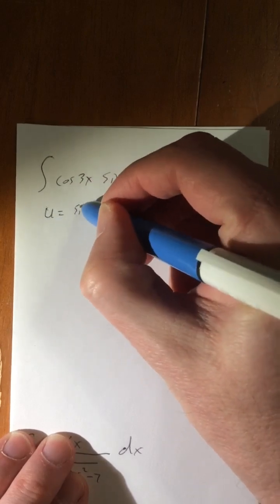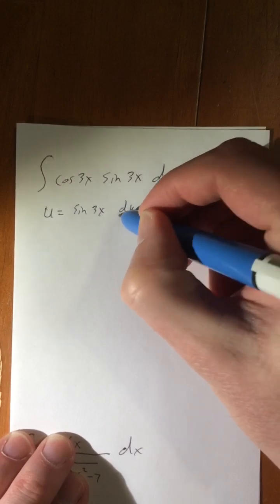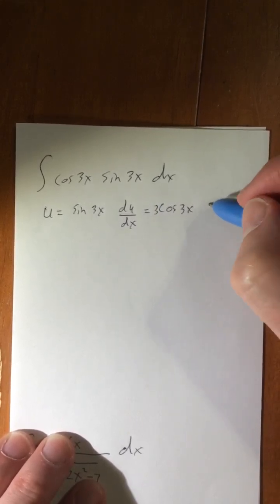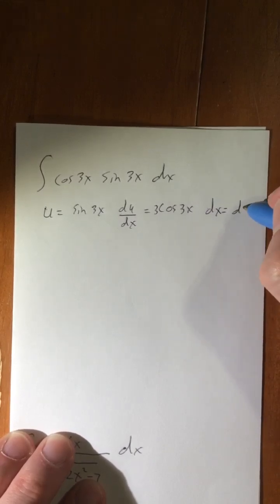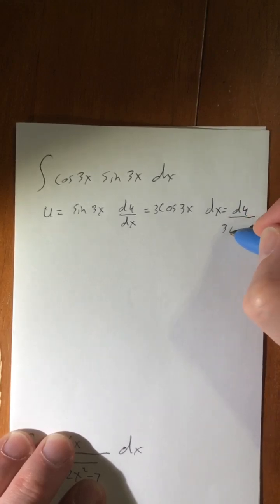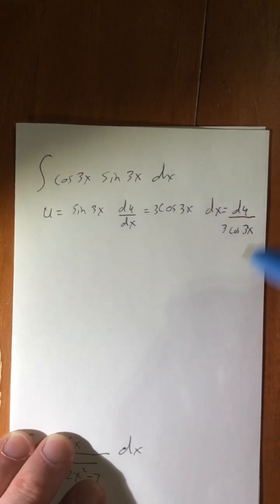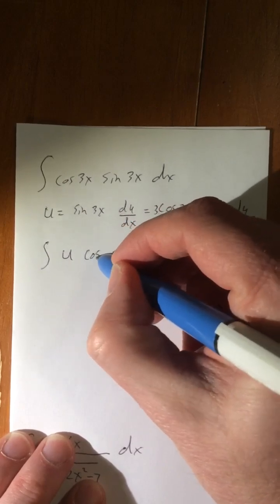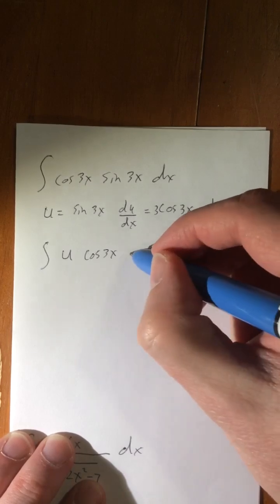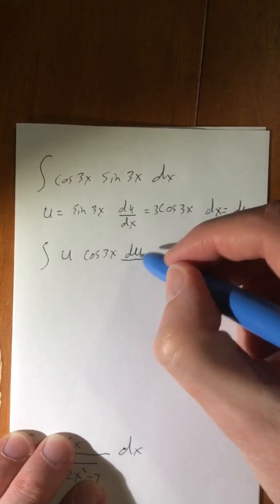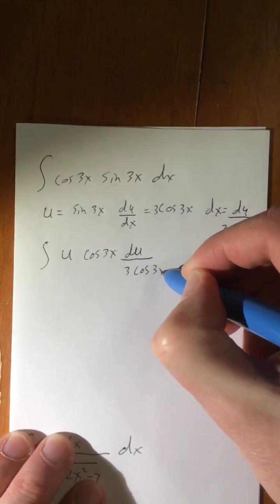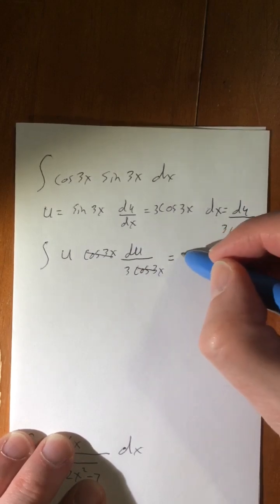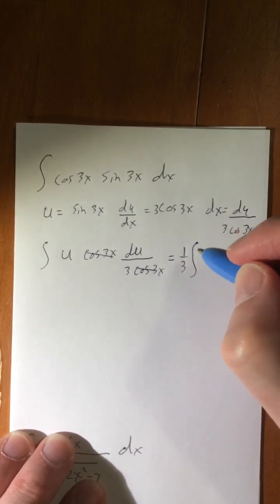So we got u equals the sine of 3x. And that means du dx equals cosine of 3x times 3. And then solving for dx, we get dx equals du over 3 cosine 3x. And then we substitute all the stuff in there, and we get the integral of u times the cosine of 3x times du over 3 cosine 3x. Well, obviously the cosine 3x's cancel off, and the 1/3 goes to the outside. I'm going to save myself a little space and put the 1/3 right here. Integral of u du.